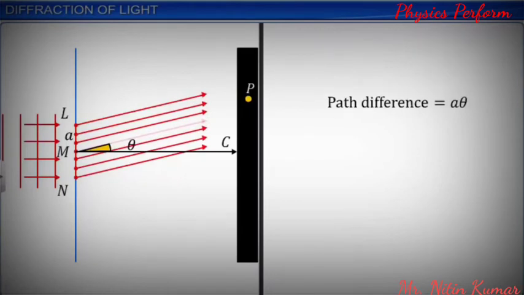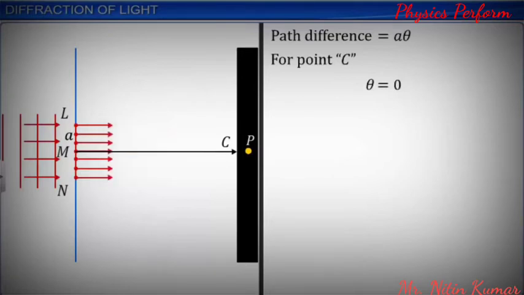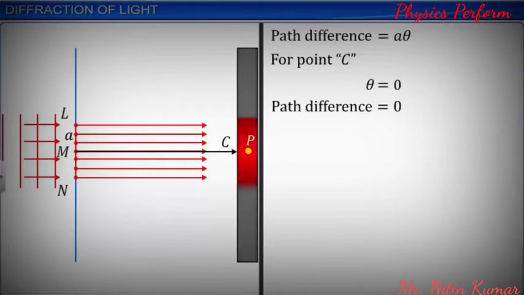Let us first consider the central point C. From the figure, we can see that angle theta is 0 for point C. That means waves from all the point sources reach C in phase, and hence all path differences are also 0. Which means waves from all parts of the slit contribute in phase at C. They interfere constructively and produce maximum intensity at C.